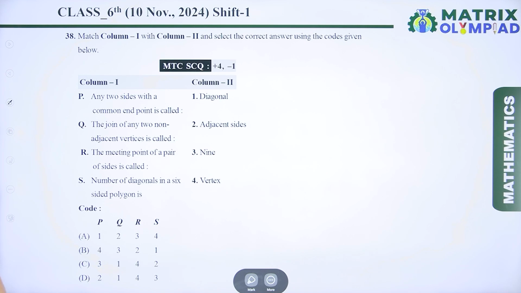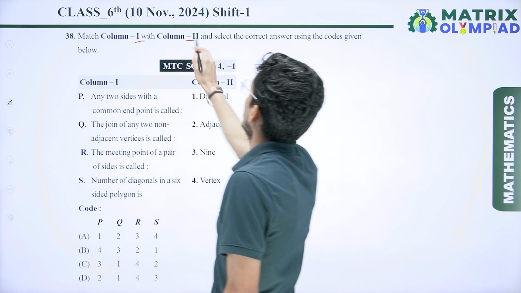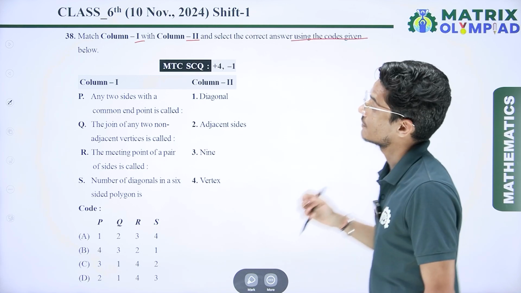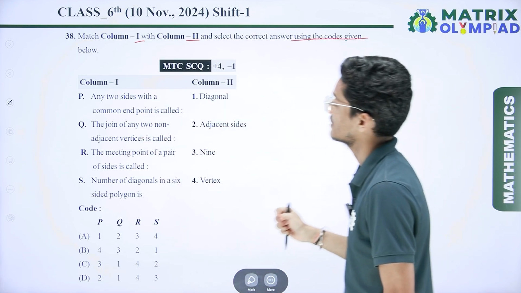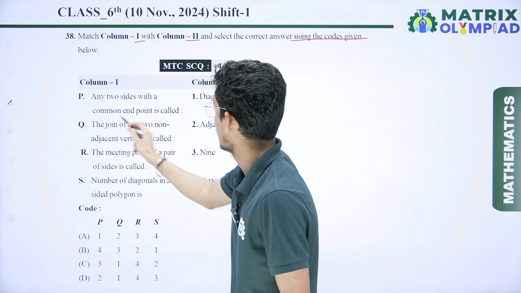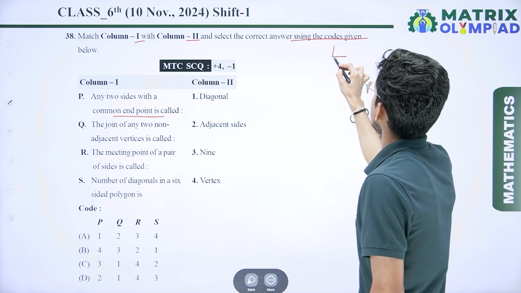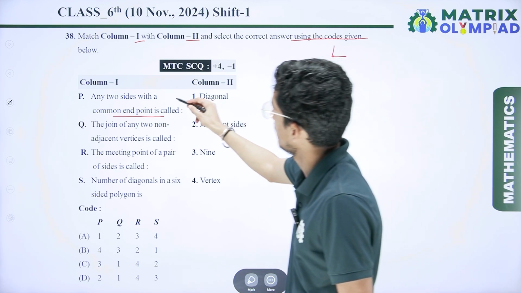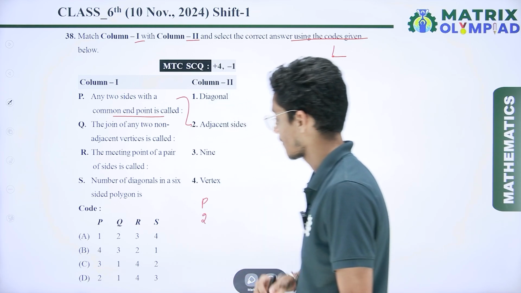So now if I talk about the next question, that is again based on match column 1 and column 2 and select the correct answer using the code given below. So here we have given column 1 and here we have given column 2. So P, that is any two sides with a common end point, is called adjacent sides. So P is connected to 2. So I write here P is connected to 2.